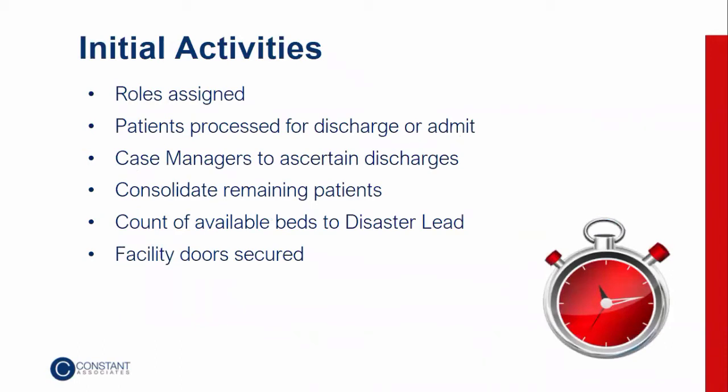So with your initial activities, the roles are assigned, the patients are processed for discharge or admission. Our case managers would ascertain the discharges. We would consolidate remaining patients, perhaps cohort similar issues, so that we can open up patient beds. The count of available beds goes to the disaster lead, and we secure our whole facility. We lock down the whole area, and there's only one path of entry into the facility, and that is through our mass casualty triage area.